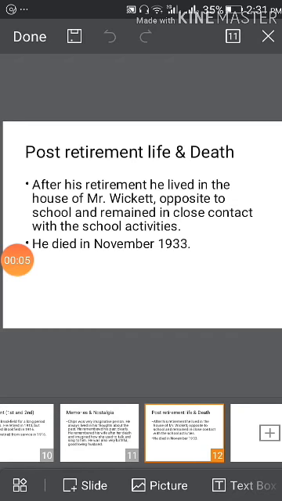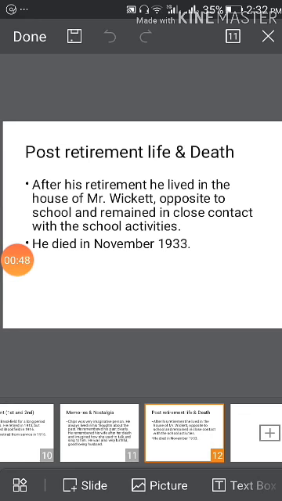Post retirement life and death. So it is our last point. Post retirement means after retirement. After his retirement, he lived in the house of Mrs. Wickett, opposite to the school, and remained in close contact with the school activities, and he died in 1933. So he died at a good old ripe age. After retirement, he got boarding across the road from Brookfield, and he started to live in Mrs. Wickett's house.